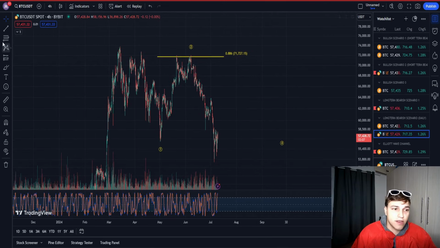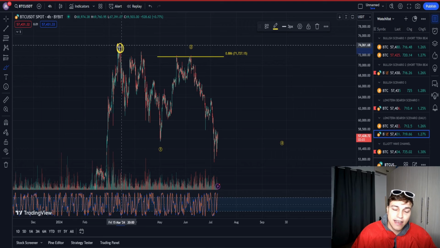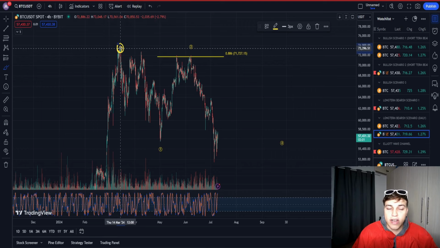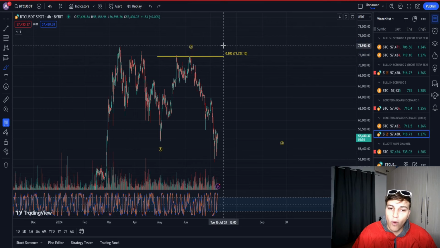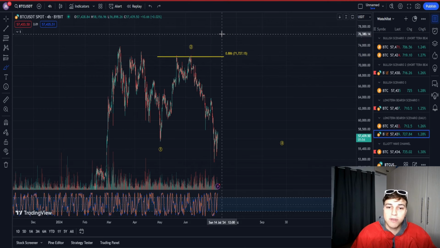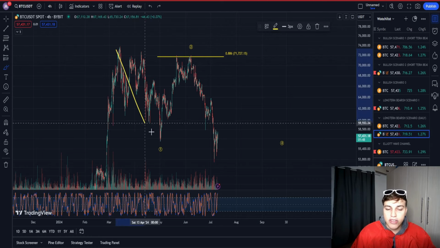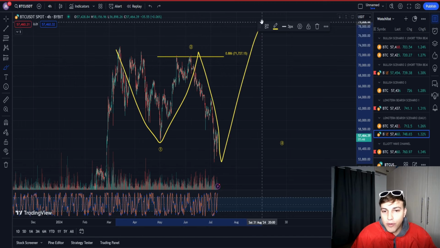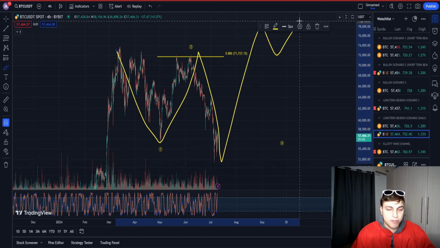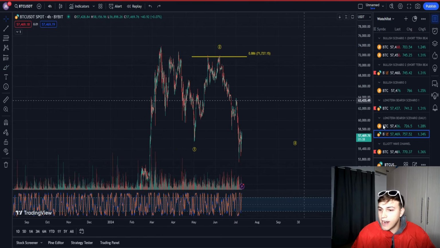That means the likelihood of taking this high again increases drastically, as this is not a common target for a wave 2, but a common target for a wave B or a wave X. If this is a wave B, this would have to be an A, B, C, followed by impulsive moves to the upside, taking this high sooner than later.